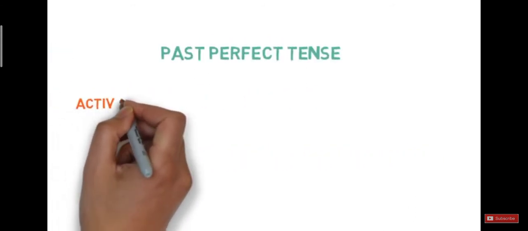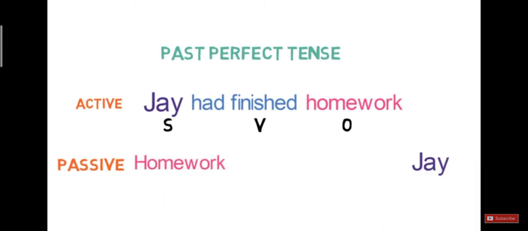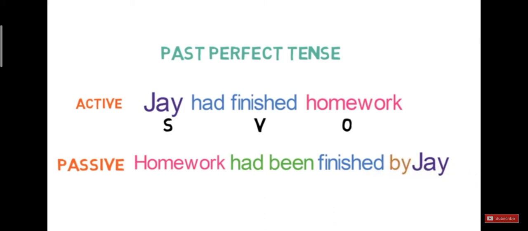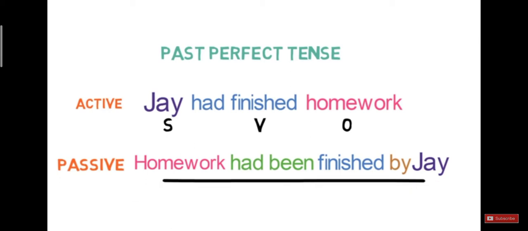Past perfect tense, active voice. Jai had finished homework. Now passive voice. What do we have to do? Jai is the subject. Finished is the verb. Homework is the object. So homework, then Jai will be Jai itself. Now the third step, that is main verb into verb's third form. It is already in verb's third form, finished. Now adding of helping verb. Had will only be there, but we'll add been also. Had been finished by Jai. Adding of preposition by. Homework had been finished by Jai.